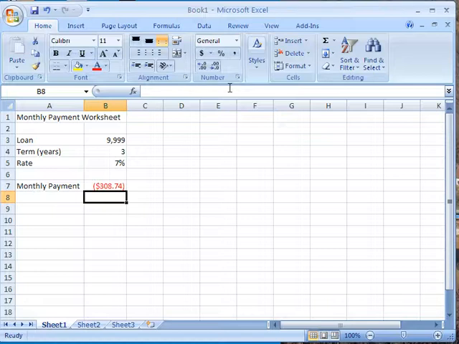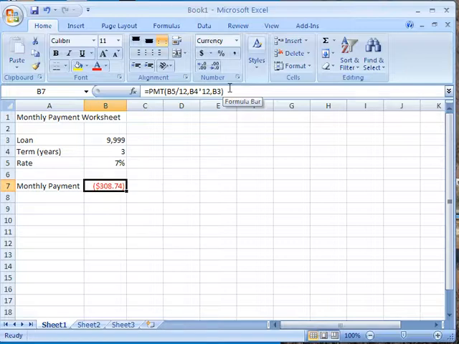Now take a look at that. It does look a little weird, right? Because it's in red and in parentheses. What does that mean? It means it's negative. If I were to format this as accounting or something, it might take away the red, but it would still be in parentheses. It would still be a negative number.